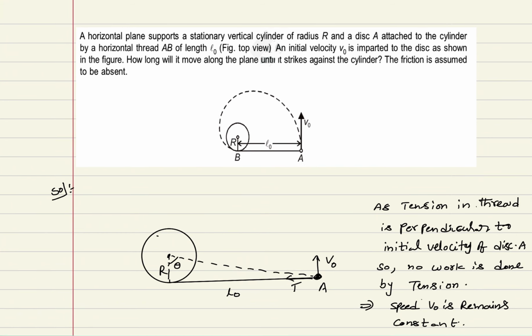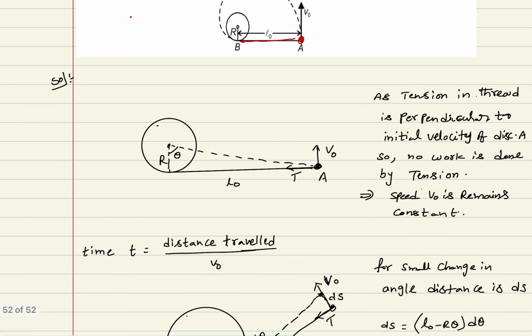Next, fourth question, which is from Irodov. This question is similar to the Pathfinder question only. Pathfinder, whatever I have done earlier, the same 21st question. The major difference between this question and the Pathfinder question is that here there is no friction. The same question they are asking: how long will it move along the plane until it strikes against the cylinder? Same thing, same process we can follow.